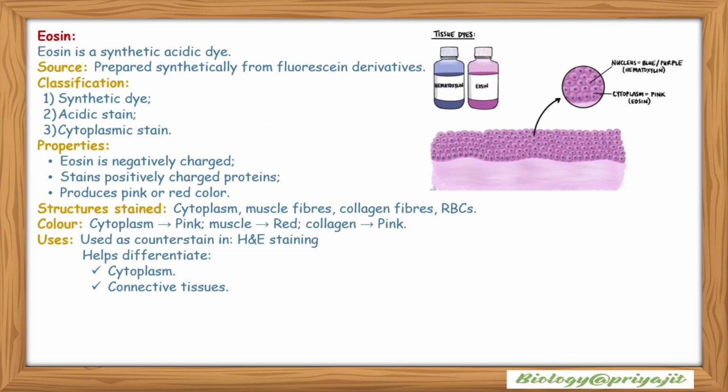Eosin. Eosin is a synthetic acidic dye. It is prepared synthetically from fluorescein derivatives. It is basically a synthetic dye, acidic stain and cytoplasmic stain. It is negatively charged, stains positively charged protein and produces pink or red color. Within cells, cytoplasm, within muscle fibers, or within our body, extracellular matrix components, collagen fibers, RBCs are stained by eosin. It makes the cytoplasm pink, muscle fiber becomes red in presence of eosin, and collagen becomes also pink. So eosin is used as a counterstain in haematoxylin eosin staining. It helps to differentiate cytoplasm and connective tissue components.